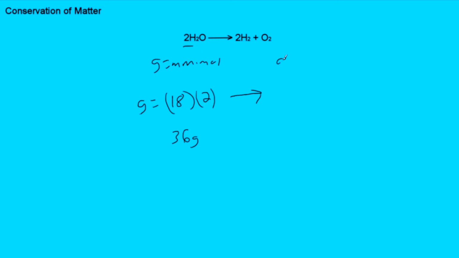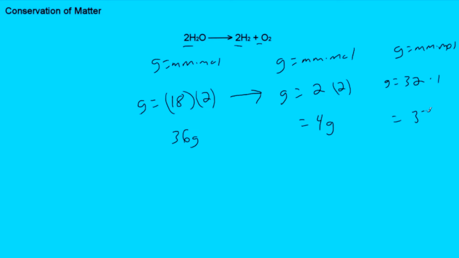Okay, let's do the same thing for the hydrogen. Grams equals molar mass times moles. So we're looking for grams. The molar mass of H2, just do the H2, that's 2. And we have 2 moles of that. 2 times 2 is 4. And let's do the oxygen. Grams equals molar mass times moles. Grams equals the molar mass of O2, which is 16 times 2, is 32. And there is 1 mole here. If there's no number, that means it's 1. So this comes out to 32 grams.